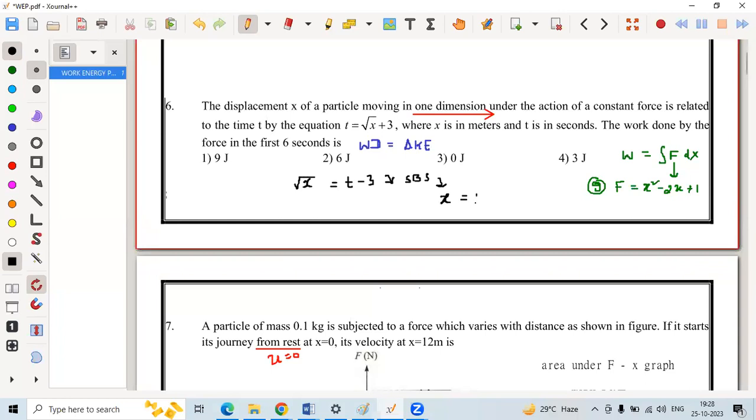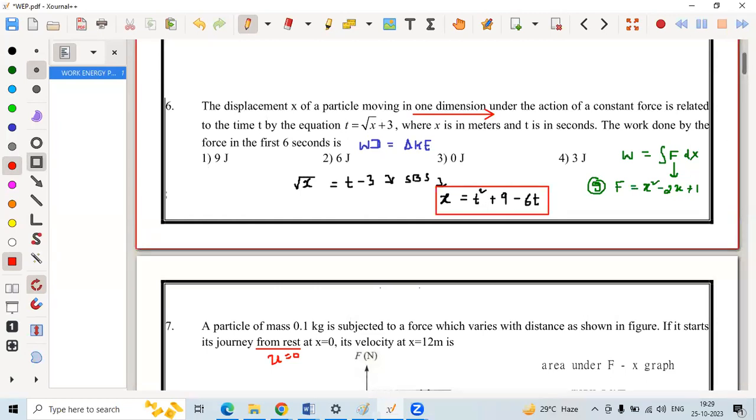T square plus 9 minus 2 into 3 into t. Very good, 6t. A minus b whole square is a square plus b square minus 2ab. Some legends will say t square plus 9. No, everybody, a minus b whole square is not a square plus b square. Right.